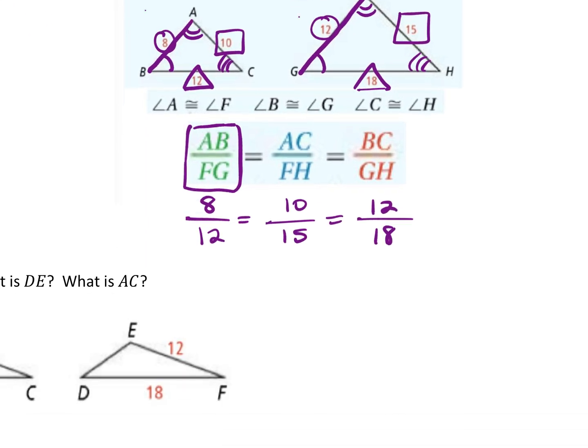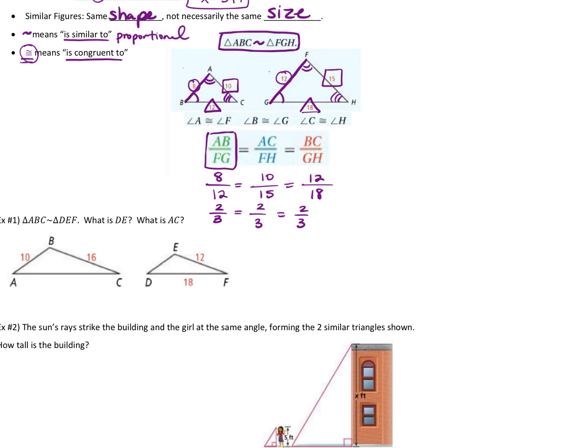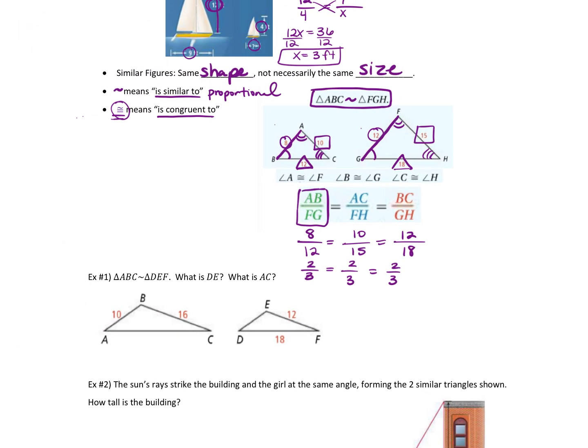Okay, and if you notice, when you reduce those fractions, 8 over 12 reduces to what? 2 over 3. 2 over 3. 10 over 15 reduces to? 2 over 3. And 12 over 18 reduces to 2 over 3, right? They are proportional because their ratios are all equal, okay? So that's similar figures, and that's what you're going to be doing today. But we're going to be using proportions to find missing pieces.